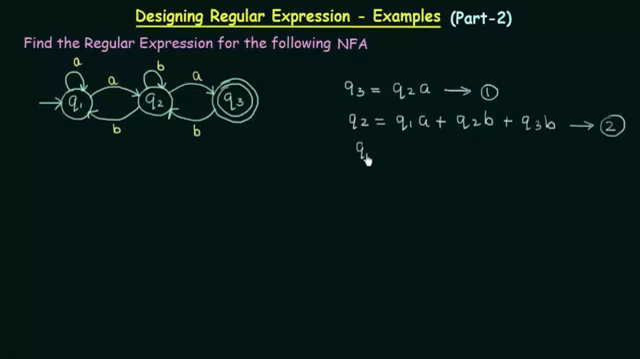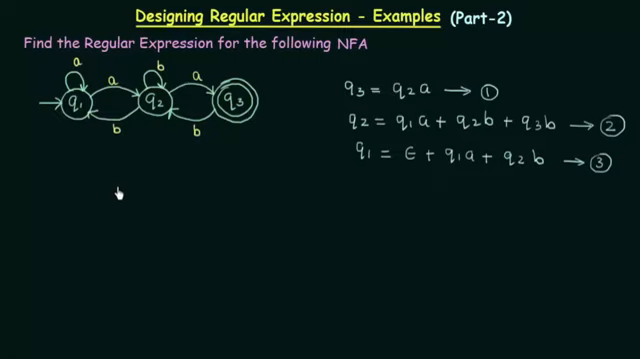Now let's do the same thing for state Q1. So what are the incoming transitions? Here we have this transition coming to Q1 from nowhere, that will be called epsilon, plus we have an incoming transition from Q1 itself, Q1 with input A, plus from Q2 it's coming with input B, Q2 with input B. There are no more incoming transitions. So this will be equation number 3, and this is for state Q1. Now we have written the equations for states Q1, Q2 and Q3.